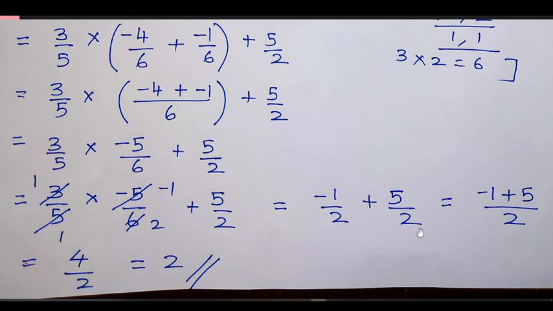The denominator is 2 luckily, so I can just put a common 2. Denominator is commonly 2. Then the numerator I can simply add, minus 1 plus 5, which is nothing but 5 minus 1, which is 4 by 2. In 4, 2 is 2 times, in denominator 2 is only one time, which is 2. So the answer is 2.